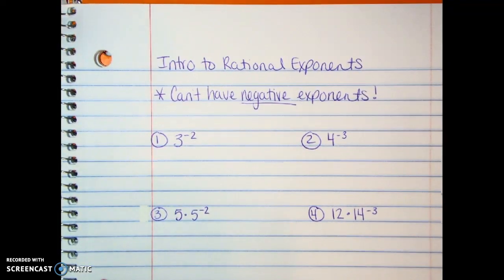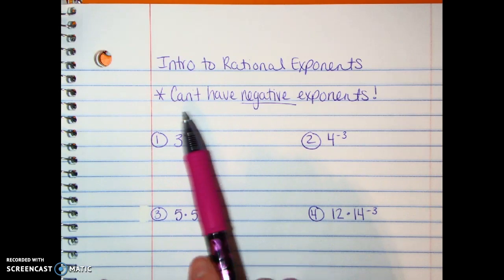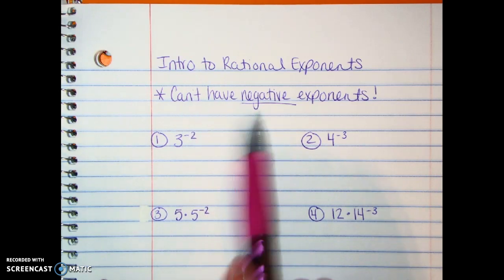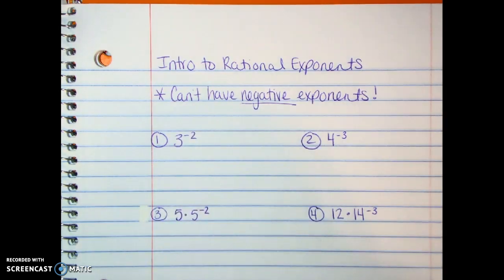Okay, today's notes are an intro to rational exponents, and we will be doing more with them throughout the week. The biggest rule of thumb for these lovely things is that you cannot have negative exponents. So all of these problems and examples down here, you'll see negative exponents, and we have to move things around in order to get rid of them.